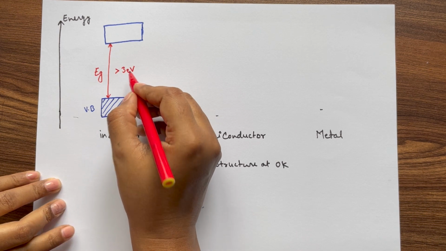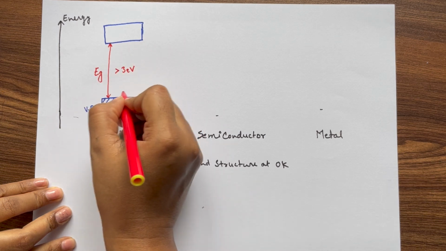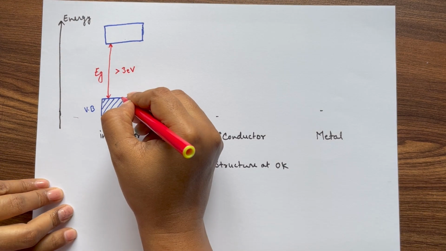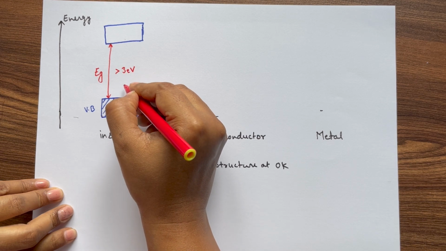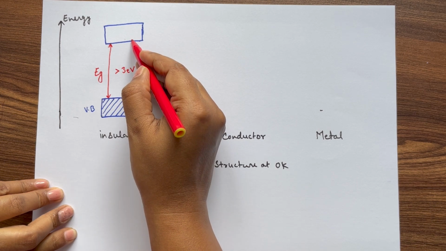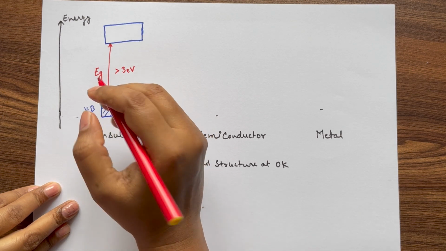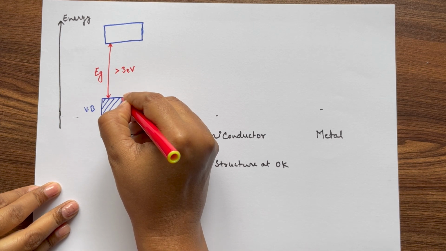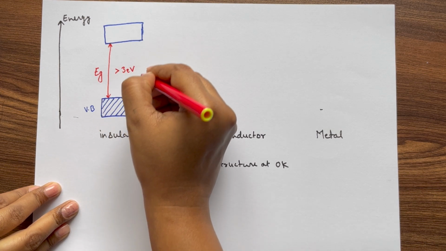For diamonds, it is 5 electron volts. Remember, there are no energy states that electron can occupy in between this conduction band and valence band. So the electron here must get energy more than 3 electron volt so that it can jump from the valence band to the conduction band. And because of this large energy gap, this insulator doesn't conduct the electricity. That means the electrons here in the valence band don't get enough energy so that they can go to the conduction band.